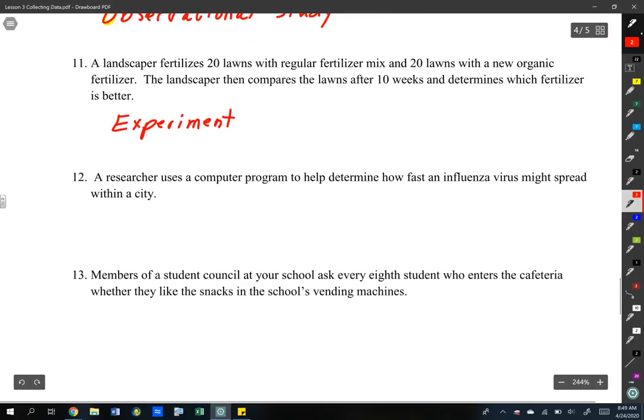A researcher uses a computer program to help determine how fast an influenza virus might spread within a city. Wow, very appropriate, right? Certainly looking at a lot of that happening in our news today. And we hear all the time on the news about models and predictions. This is what we're talking about. This is a simulation where we're using computers to take data, create our models, and make predictions about the future.